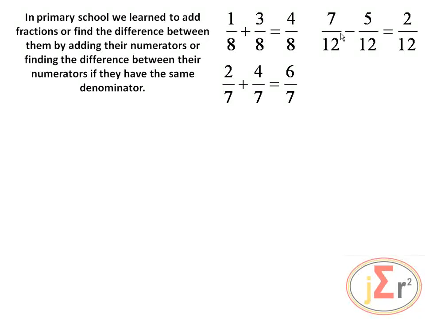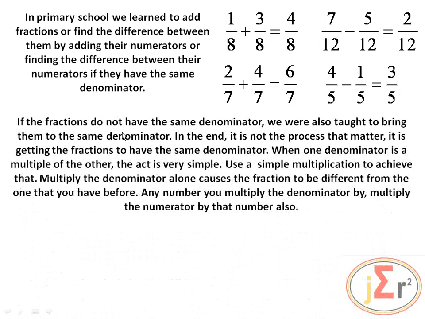For subtraction, it is no different. 7 over 12 minus 5 over 12. 7 minus 5 is 2. Put that over 12. 4 over 5 minus 1 over 5. 4 minus 1, 3 over 5. No problem with that. We are accustomed to doing that from primary school.